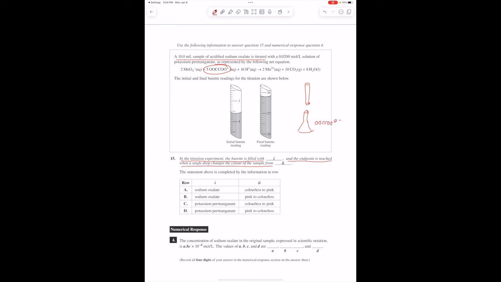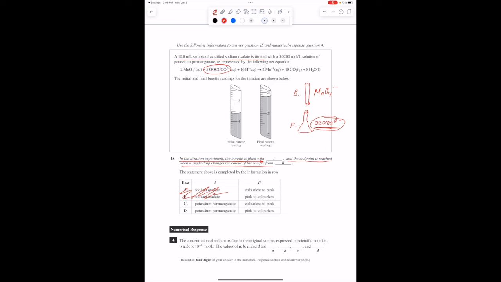OOCCOO 2 negative. And then when I look down here, I see it says sodium oxalate. Yeah, the sodium is attached to it, but it's a spectator. But we only care about the oxalate. So I know oxalate is here, which means MnO4 negative is in the burette. So that's my burette. That's my flask. So the burette is filled with potassium permanganate. So A and B are gone.